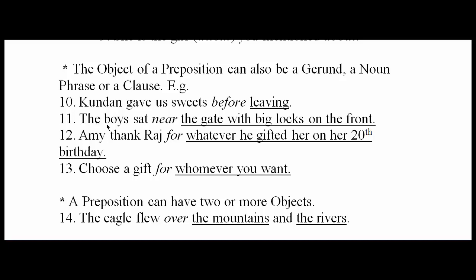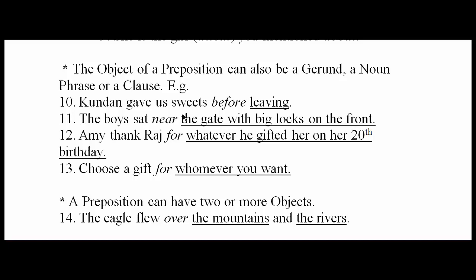What does it mean here? The boys sat near the gate with big locks on the front. The object of the preposition near is actually a phrase, a noun phrase: the gate with big locks on the front. A phrase is a group of words without a finite verb. Here you will not see any finite verb. This is a noun phrase.